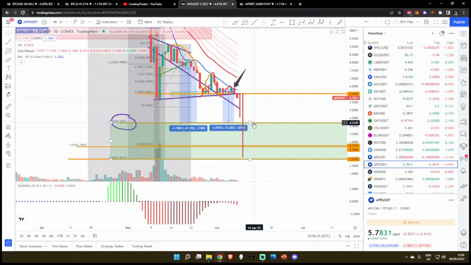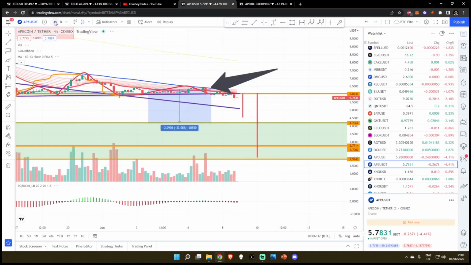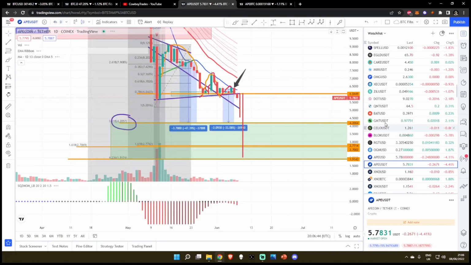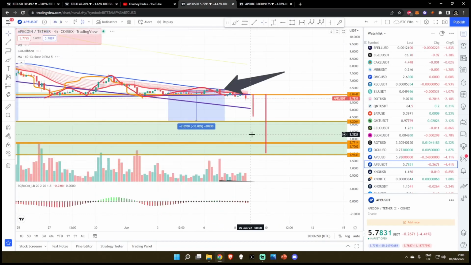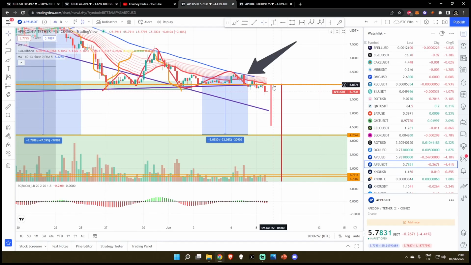So at this moment in time, I am starting to build up some short positions over on ApeCoin. This is just my trading plan. You don't have to follow it. I don't recommend anyone follows my trades. This is just what I'm doing with my portfolio. I'm currently getting ready to enter a short position over on ApeCoin. I do kind of want us to come back up to about $6 before I put in that short.